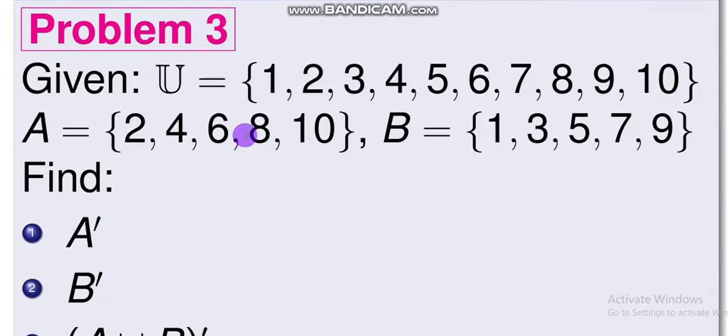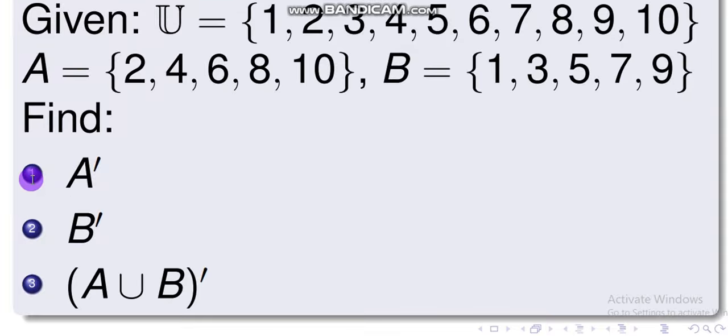So we have problem 3. Problem 3 says, given that I have this universal set, a set of numbers from 1 to 10, and A is a set of even numbers 2, 4, 6, 8, 10, and B is a set of odd numbers 1, 3, 5, 7, 9. They say we should find A complement. Remember, A complement means a set of elements that are found in the universal set but are not in A. Then B complement, and then the complement of A union B, meaning you have to unite the elements of A and B, and after that you find their complement.